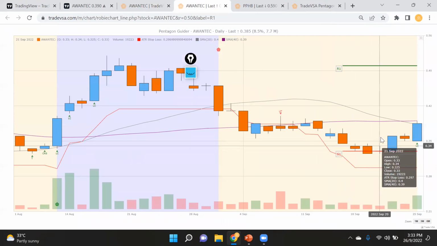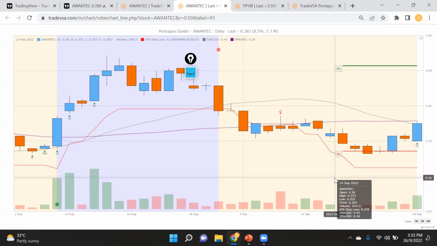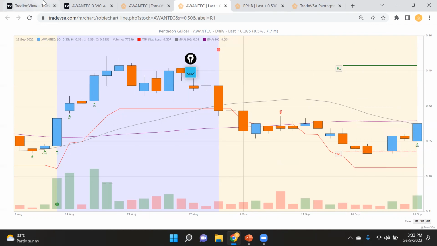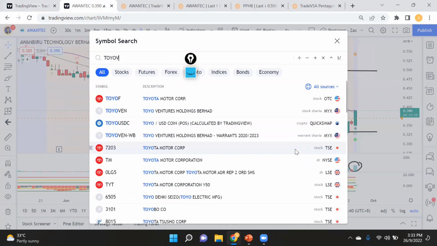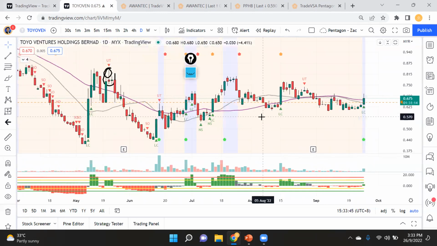Supports R1. Now if you're wondering why there's no ideal approach, it's because this is still in red pentagon. Ideal approach only appeared in green pentagon. But if you want to, you can use the low of LC as your potential ideal approach. So far R1, R2 is okay, can aim for quick trades. But for me, maybe I'll wait for tomorrow for a small pullback. Similar like Toyo Venture, I think Toyo Venture today was up around 8%. Now is 6%, started to do some pullback.